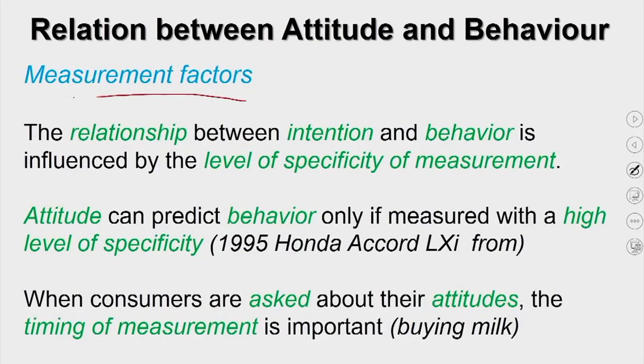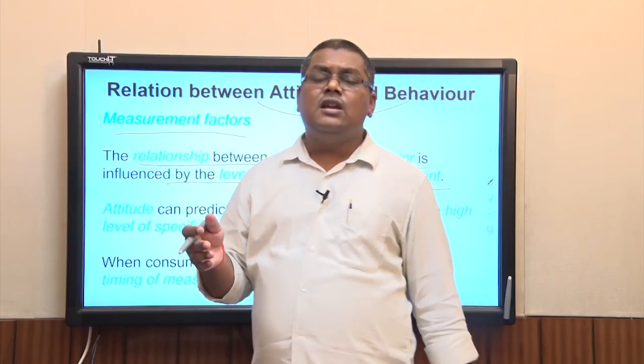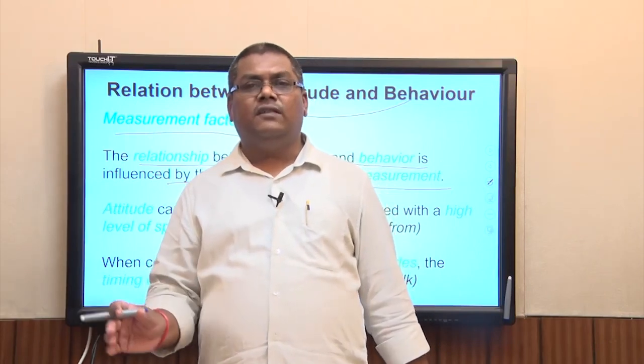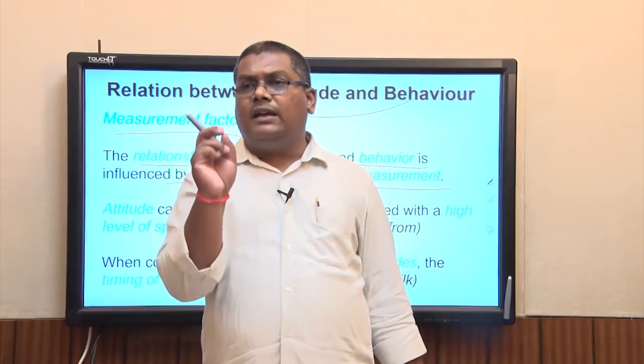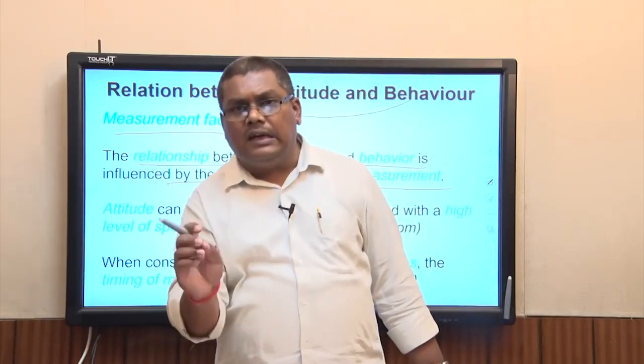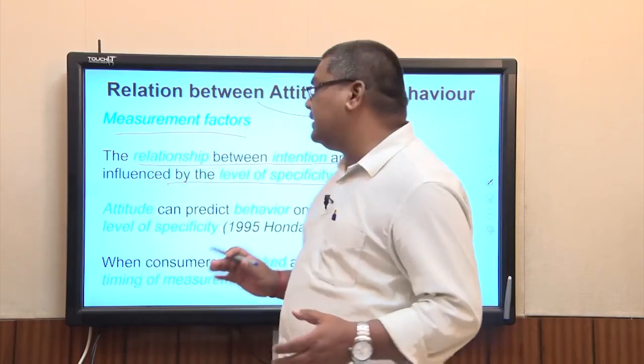Now, there are certain measurement factors which also define the relationship between attitude and behavior. One of them is that the relationship between intention and behavior is influenced by the level of specificity of measurement, how specific the measurement is. For example, remember the Honda Accord advertisement where we looked at the level of specificity. If attitude is measured about Honda itself, that's not enough. But if the attitude is measured towards a Honda car of a particular model, of a particular year, of a particular, let's say, place, then the specificity is very high.